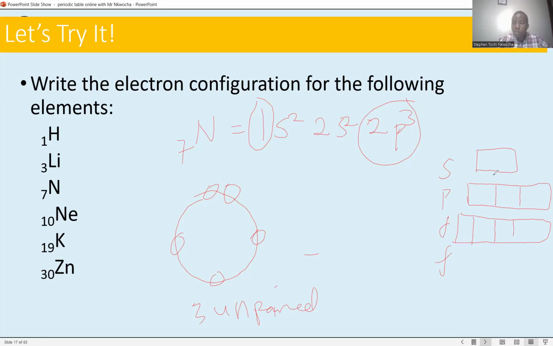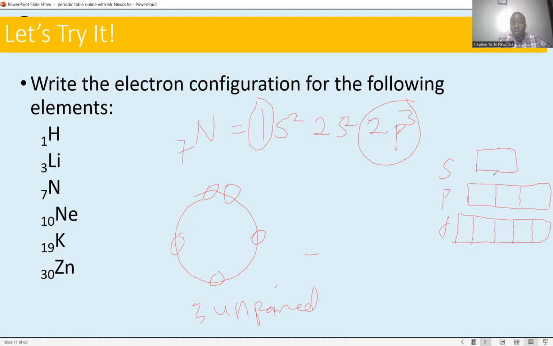See, this is for people that are chemistry experts that have understood this earlier one. Then, of course, I don't care about F because nobody will ask a question about F. So let's not worry about F. So we don't get scared because of Mr. Nkwocha.